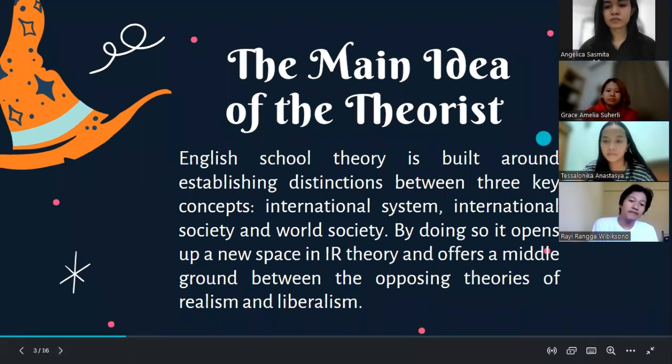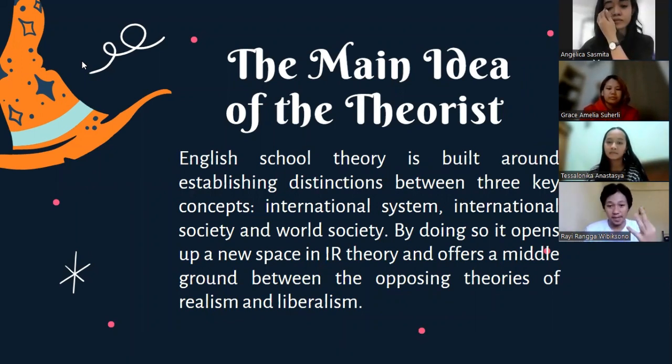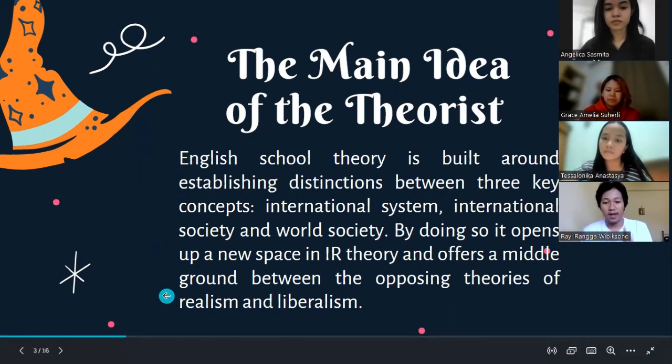So the main idea of the theory is that English School theory is built around establishing a distinction between three key concepts. The first one is the international system. The second one is the international society. And third is world society. By doing so, it opens up a new space in IR theory and offers a middle ground between the opposing theories of realism and liberalism.